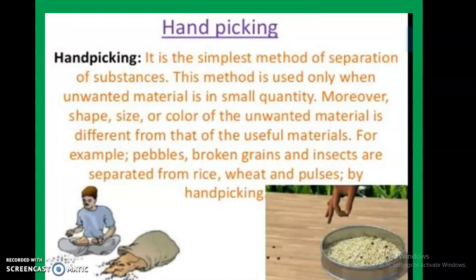So under this we have covered these topics. There are a few more which I have precisely explained here. The same thing, handpicking: it is the simplest method of separation of substances, and this method is used only when the unwanted material is in a small quantity. Moreover, the shape, size or color of the unwanted material is different from that of the useful material. As the example shown here, pebbles, broken grains and insects can easily be separated from wheat and pulses by the handpicking technique.